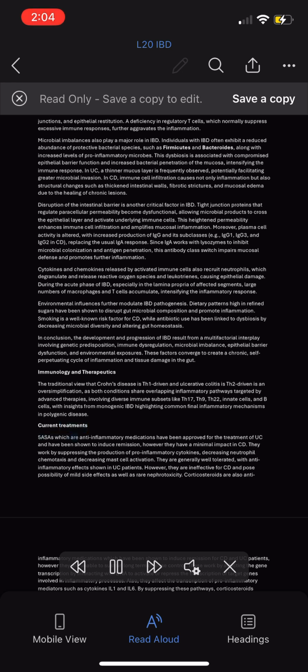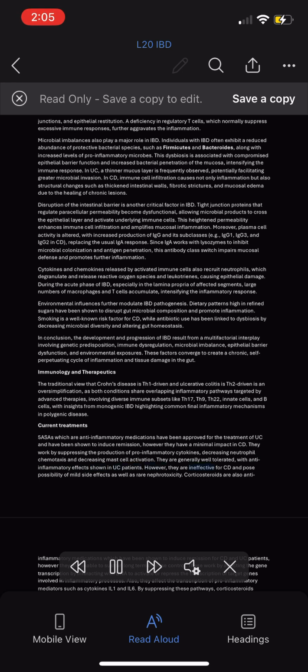Five ASAs, which are anti-inflammatory medications, have been approved for the treatment of UC and have been shown to induce remission, however they have a minimal impact in CD. They work by suppressing the production of pro-inflammatory cytokines, decreasing neutrophil chemotaxis and decreasing mast cell activation. They are generally well tolerated, with anti-inflammatory effects shown in UC patients.